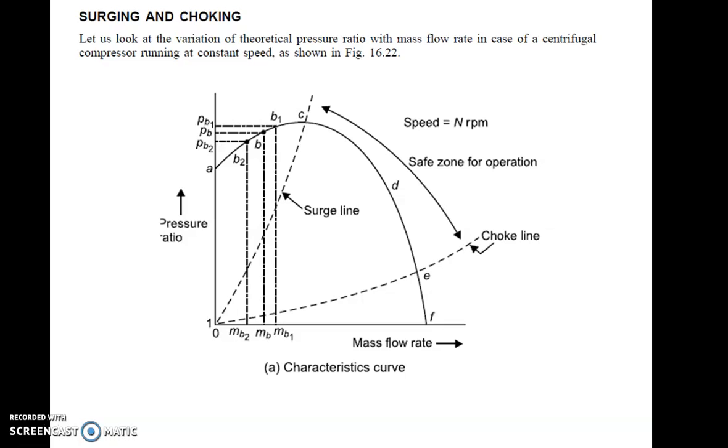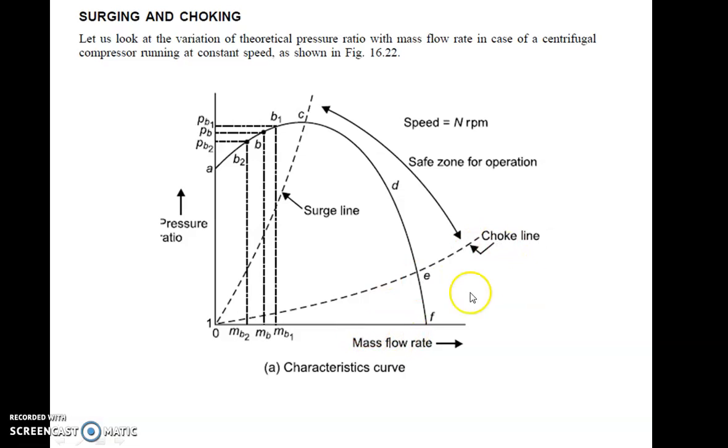What do you mean by surging and what do you mean by choking? These are the most important phenomena occurring in the pump. Before that, let us see the overview in this diagram. This one is the choking line. On the y-axis there is the pressure ratio and on the x-axis there is the mass flow rate. So this is the head developed and this is the discharge, head versus discharge, that is the curve, and the nature is like this, as we know from the centrifugal pump also.